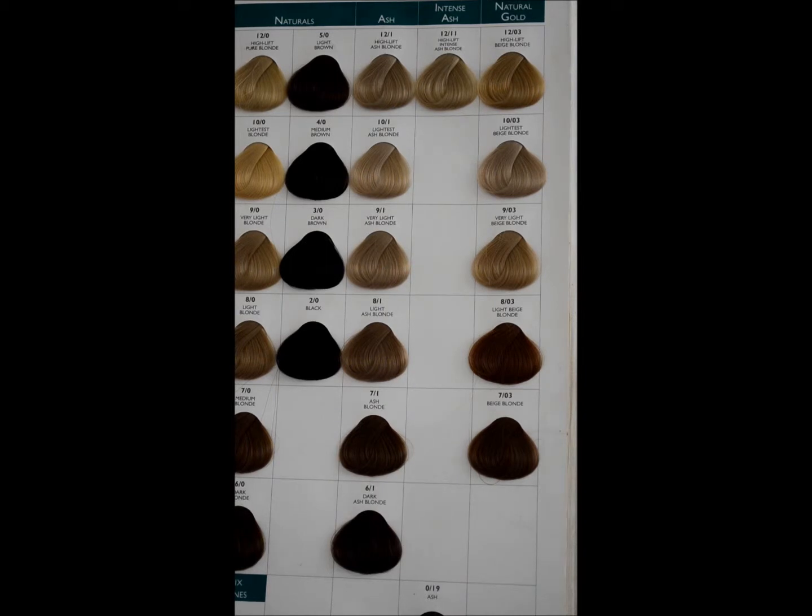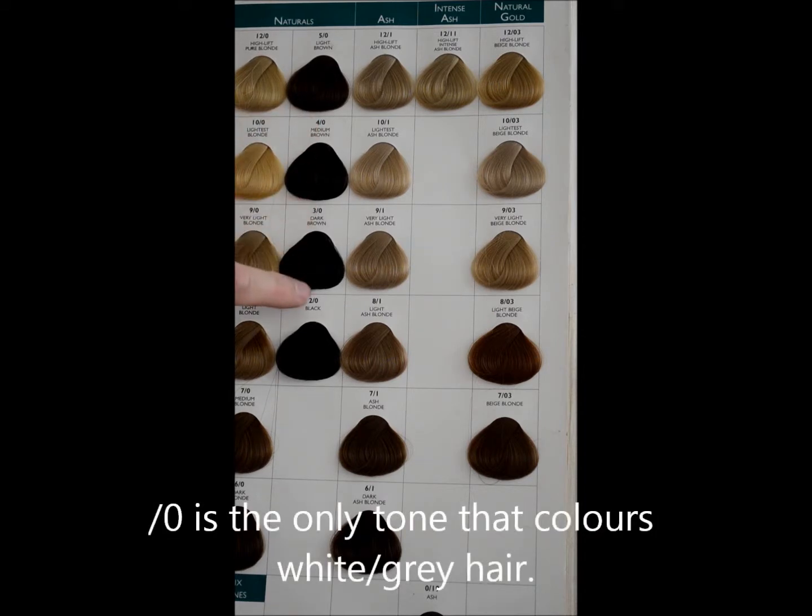If you want to colour white or grey hair, you need to be using the natural tones. It's the only tone that gives you 100% grey coverage. So even if you want to use another tone, if you're covering white or grey hair, you need to add some of the natural tone in. You can use the natural tones on their own if you just want a natural colour, but you would always need to use them on their own or mix them in with another colour if you want to colour white or grey hair. So you're always looking for the 0 after the slash, which tells you it's a natural tone and consequently will colour grey hair up to 100%.